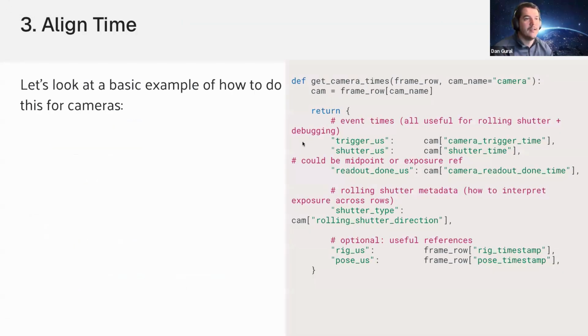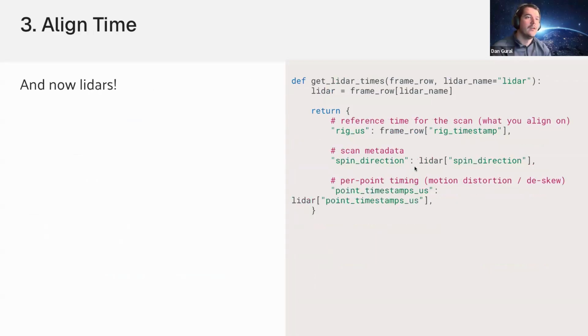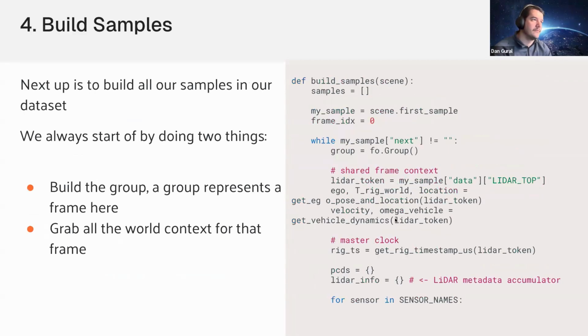So how do we do this? Very easily, just write a function that references your data frame or whatever you're storing your times in, and then just grab the correct camera name for whichever one you're pulling. So if you're pulling the front camera, pull all the times for that frame. And then for LiDAR, same idea. Grab the right LiDAR name, which is like LiDAR top or something like that, for the specific frame you're on, and then grab those timings as well.